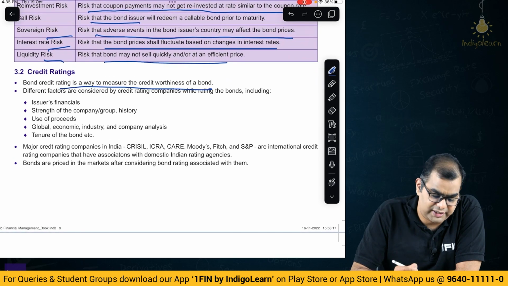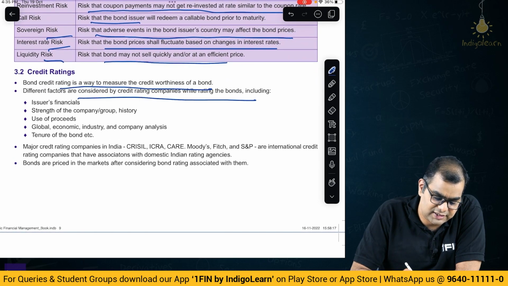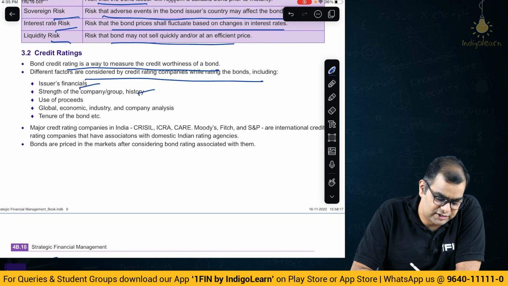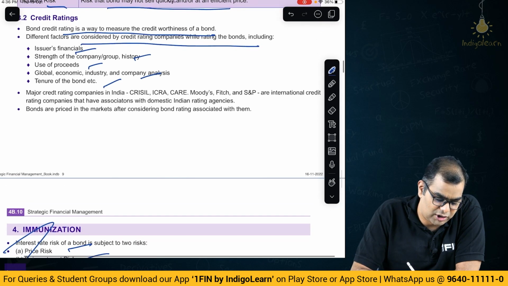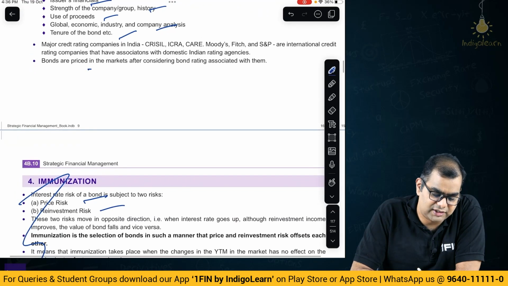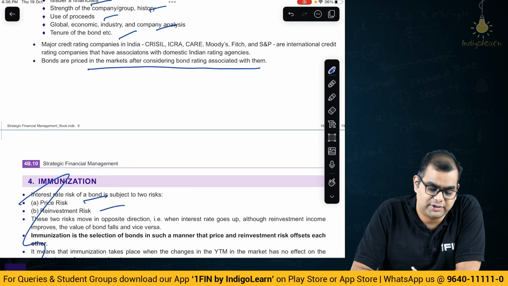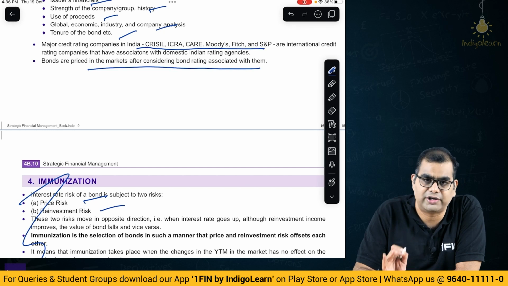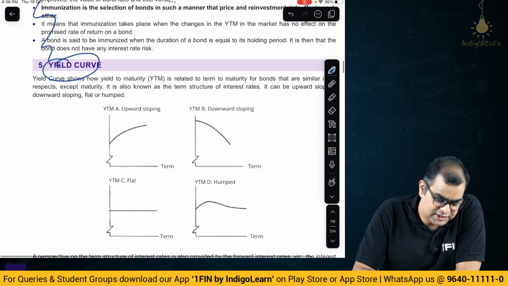It is a way to measure the creditworthiness, and different factors are considered in credit ratings: issuers, financial strength, use of proceeds, global economic, industry and company analysis, tenure of the bond, and their price in market after considering bond ratings associated with them. Bond ratings are issued by CRISIL, ICRA, CARE, Moody's, Fitch, S&P, and so on and so forth. Then we discussed immunization.